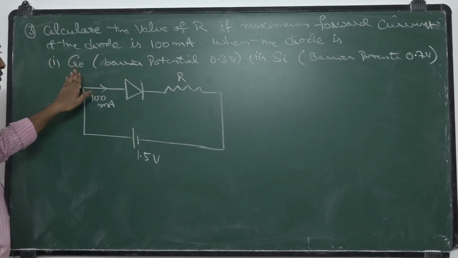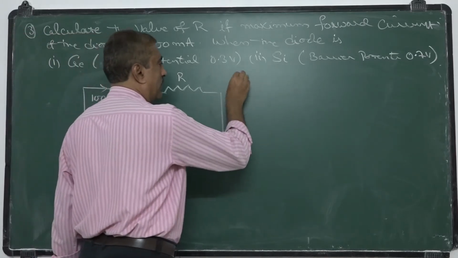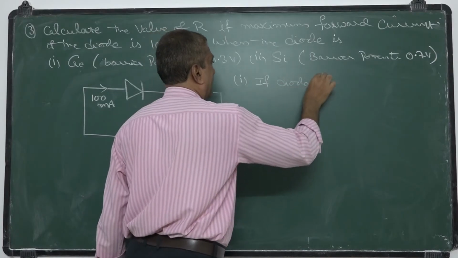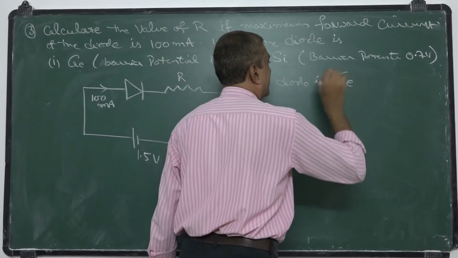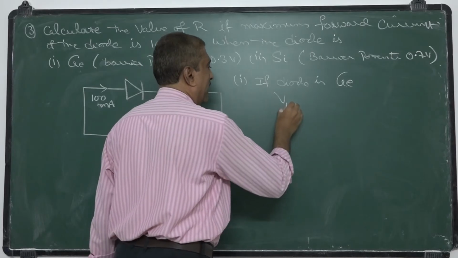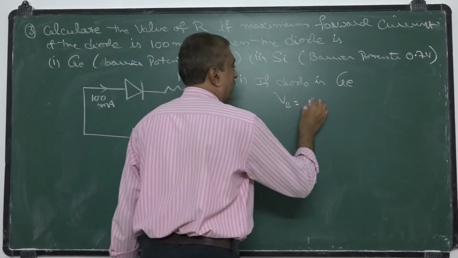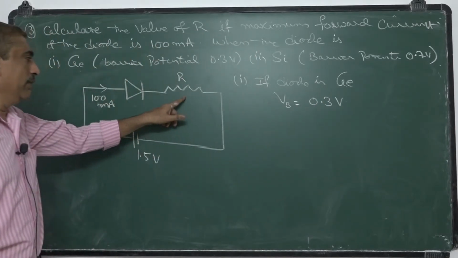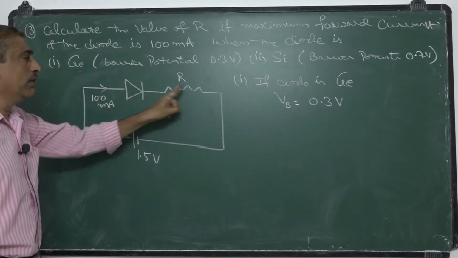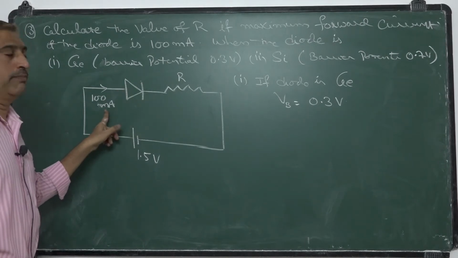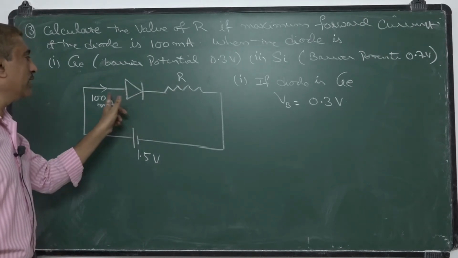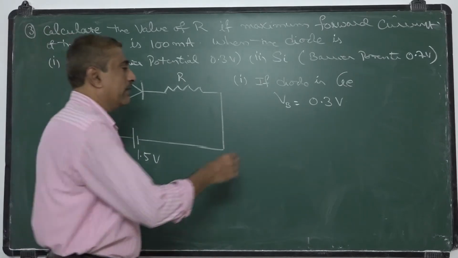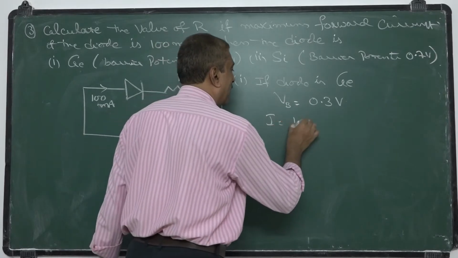First we solve for germanium. If the material of the diode is germanium, then its barrier potential is 0.3 volt. The maximum current that has to flow through this diode is 100 milliampere. So what must be the resistance so that it allows a current of 100 milliampere? Here the current I is equal to 100 milliampere.